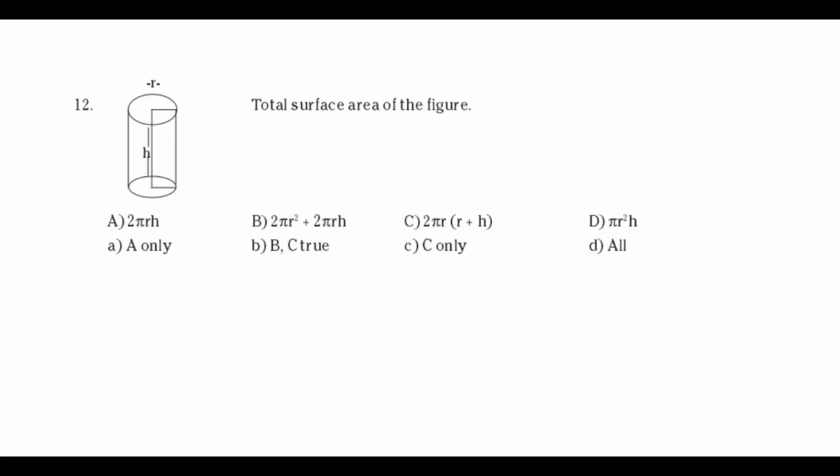12th question, total surface area of the figure. What's the total surface area of the figure? This is the cylinder. Cylinder total surface area is 2 pi r into r plus h.